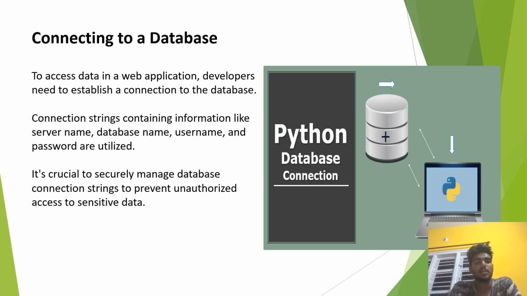Connecting to a database. To access data in a web application, developers need to establish a connection to the database. Connection strings containing information like server name, database name, username, and passwords are utilized. It's crucial to securely manage database connection strings to prevent unauthorized access to sensitive data.